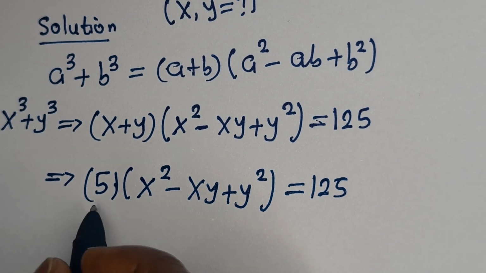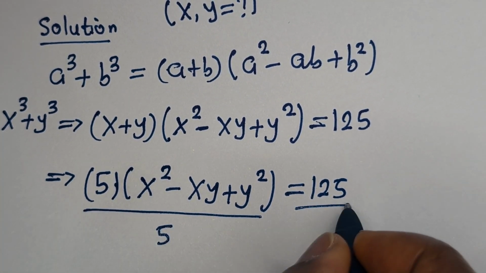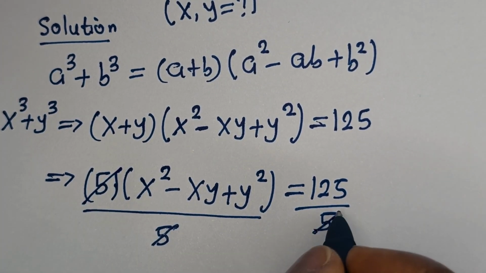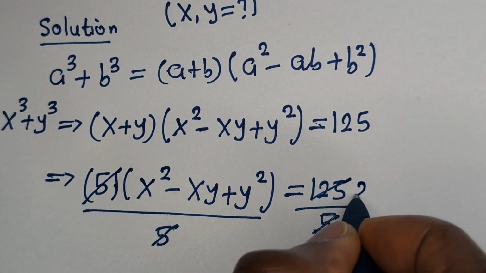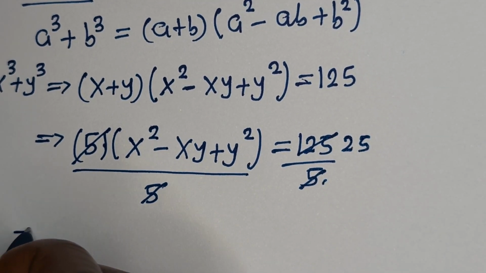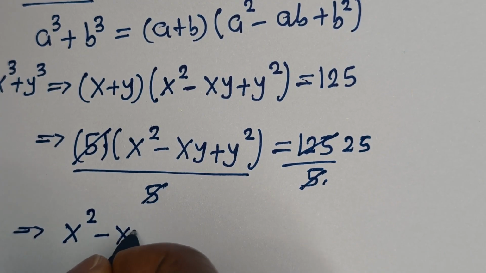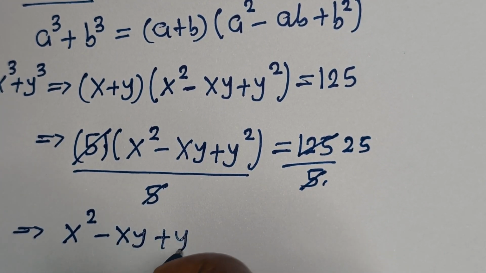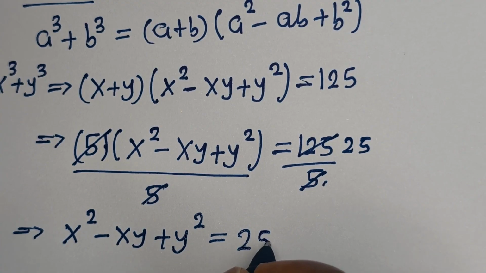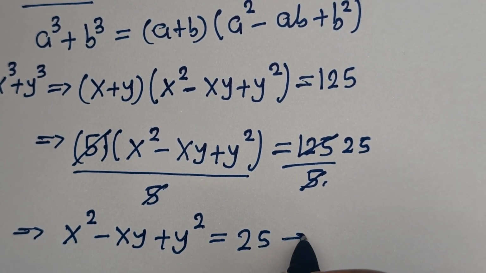Now let us divide the whole of this by 5 and this by 5. This 5 cancels this 5, 5 here is 1, 5 here is 25. x square minus xy plus y square is equal to 25. Let us call this equation 3.